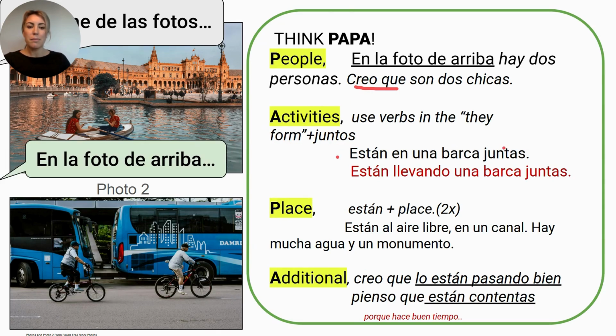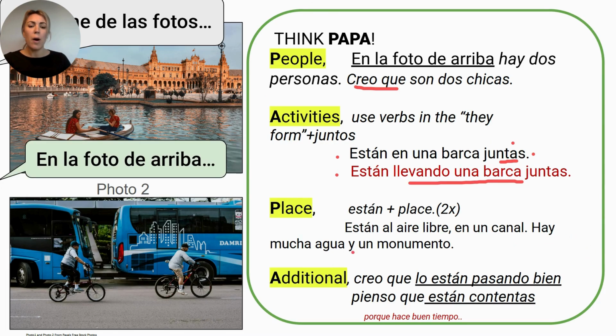Están en una barca juntas. So they're on a rowing boat together, juntas. I think they're 2 girls, so I used juntas, okay, feminine of together. Now, higher, you could say they are rowing in a rowing boat together, okay, están llevando una barca juntas. Place, están al aire libre en un canal. They're outdoors in a canal. I'm not sure what it is, but I know the word canal, so I'm just going to say it.